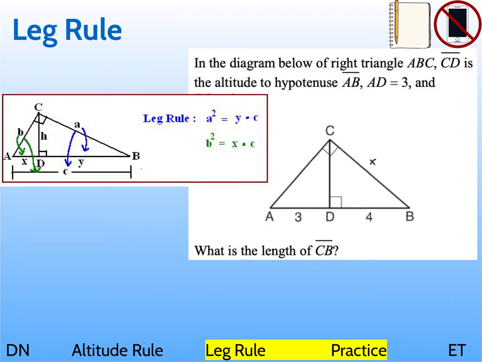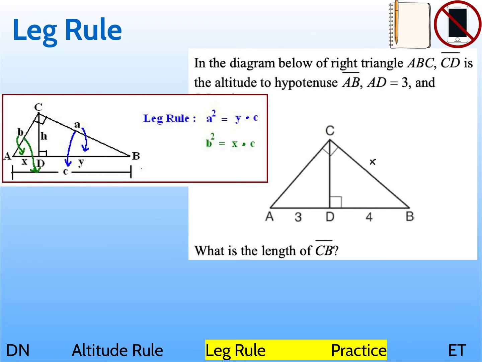For the leg rule, it's basically like looking at one side of it. So if you look here, we have a squared equals y times c. So a squared is one of the legs of the big right triangle squared. That equals the part that's on the same side, like this part of the hypotenuse on the same side, times the entire hypotenuse. And on the other side, same idea, it's this leg squared equals the part on its same side of the hypotenuse times the whole hypotenuse in general.